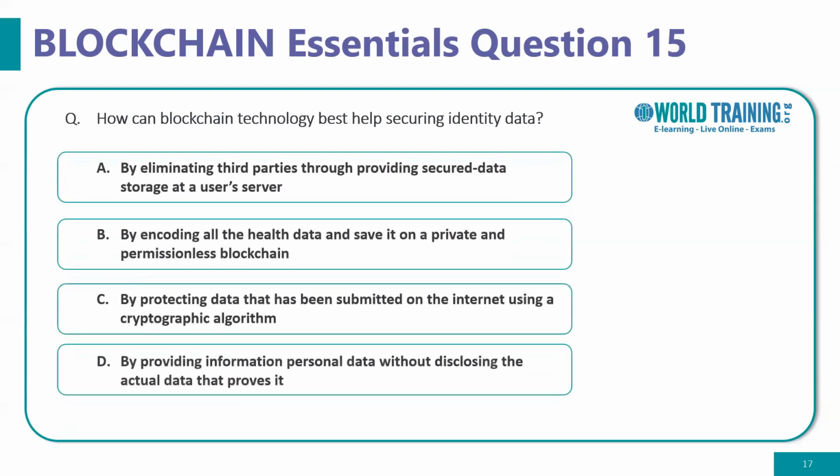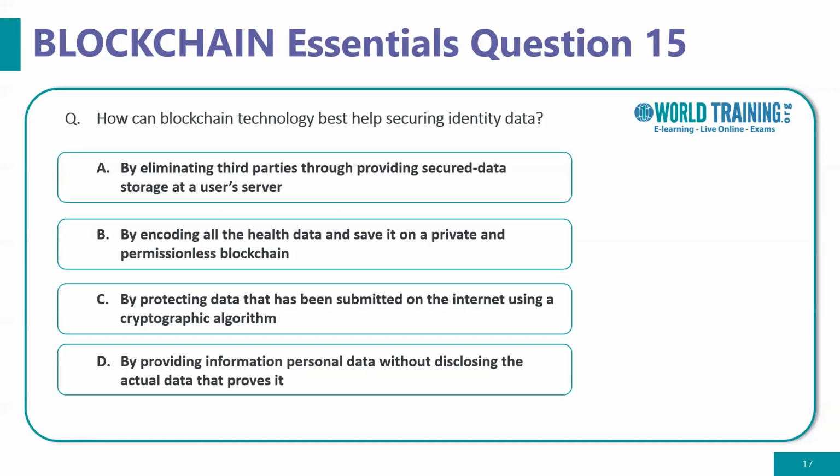15, which is: how can blockchain technology best help in securing identity data? Option A is it helps you by eliminating third parties through providing secure data storage at a user server. Option B is by encoding all the health data and providing it on a private and permissionless blockchain. Option C is by protecting the data that has been submitted on the internet using a cryptography algorithm. And option D is by providing the information, personal data, without disclosing the actual data that proves it.